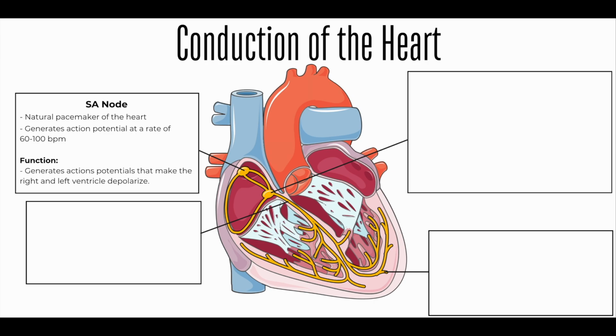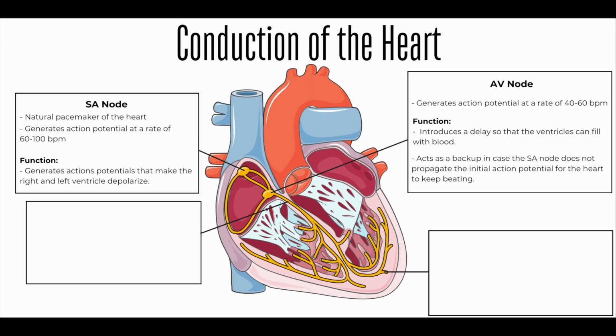Next, the SA node sends a signal to the atrioventricular node, also known as the AV node. The AV node generates action potentials at a slower rate of 40 to 60 beats per minute. Its main function is to introduce a delay to allow the ventricles to fill with blood. It also acts as a backup pacemaker if the SA node fails to propagate the initial action potential.